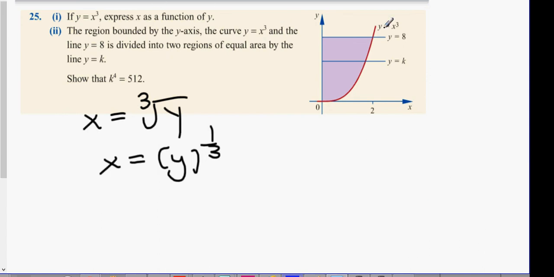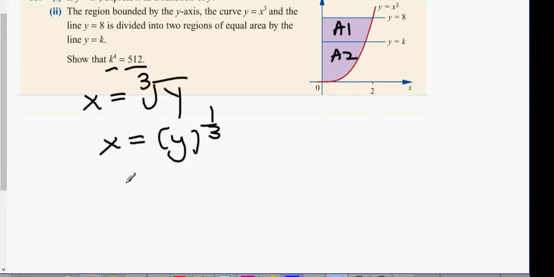Now that we have that sorted out, the region bound by the curve y equals x cubed and the line y equals 8 is divided into two regions of equal area. A1 equals A2. A1 and A2 are both positive, aren't they? It'd be negative if it was over the other side, but it's not. So we don't have to worry about any modulus tricks this time around. Okay? So now that we have that done, what you're then going to look at is this. Show that k to the power 4 is 512.